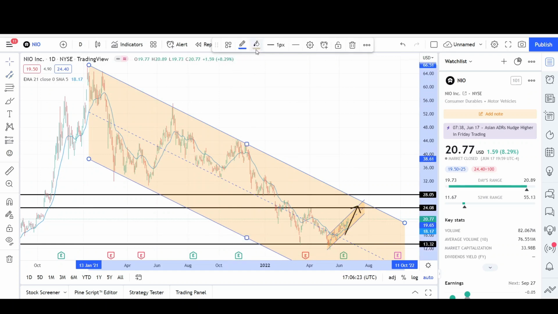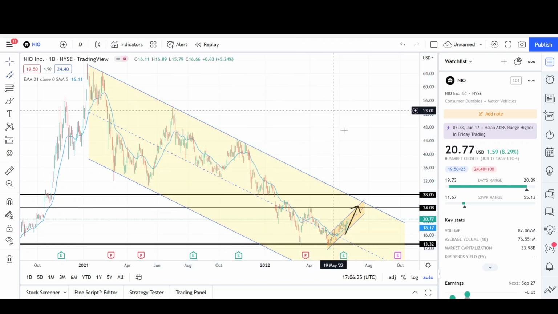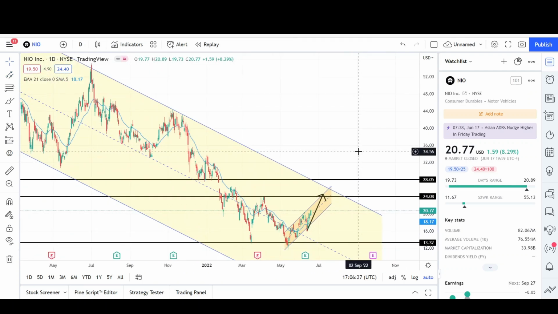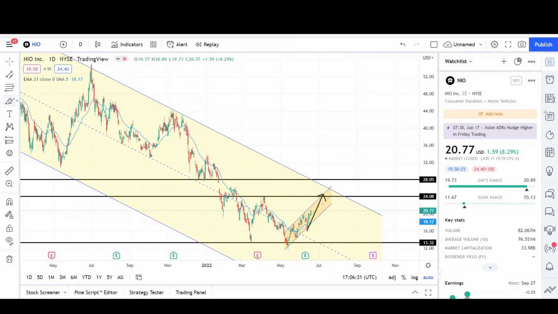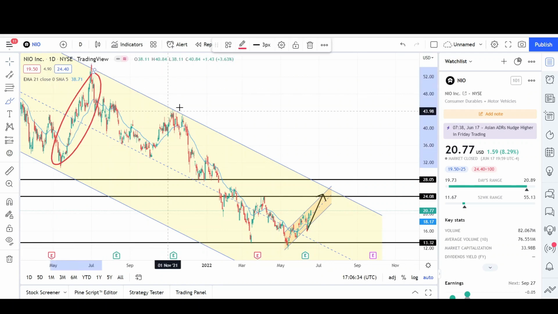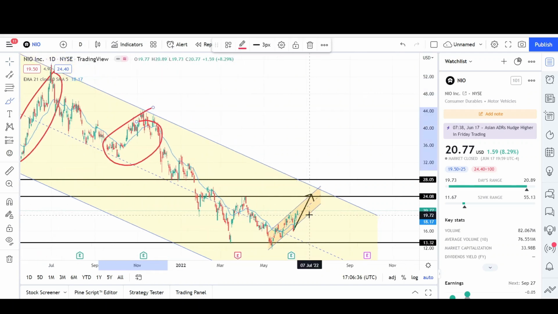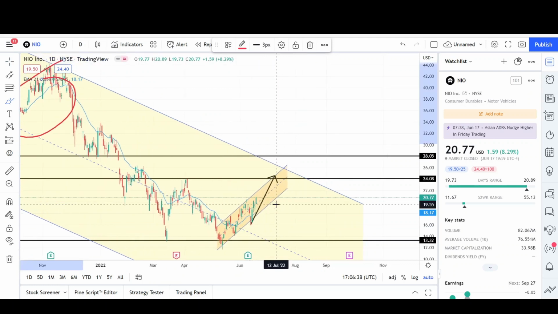So let's make this yellow. So it looks like a pullback in this downtrend, just like we had over here. We had a massive pullback in a downtrend right over here. We had another nice pullback. This one also is a pullback. So we can still find resistance over here.